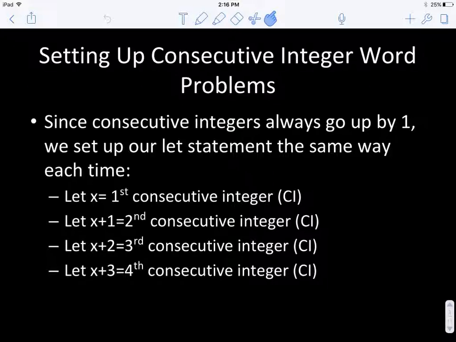Since x is our first consecutive integer, to get to our second consecutive integer, we increase it by 1. So x plus 1 is our second CI. If we need a third consecutive integer for that problem, we make our let statement x plus 2. If we need a fourth consecutive integer in the problem, it's x plus 3. And you continue following this pattern until you have enough let statements to fulfill all the needs of the problem.